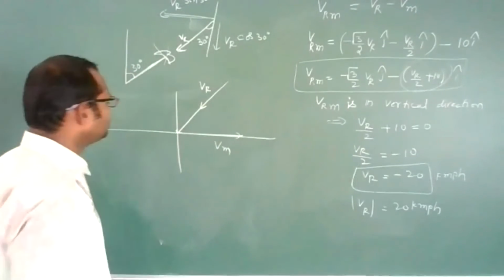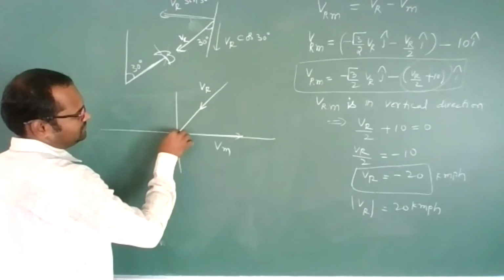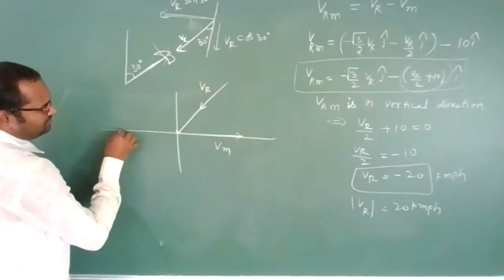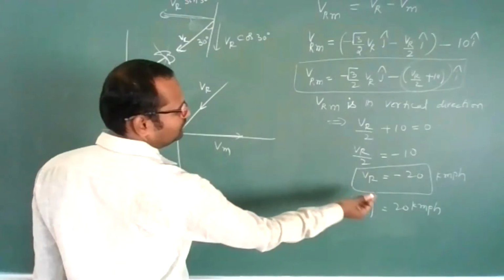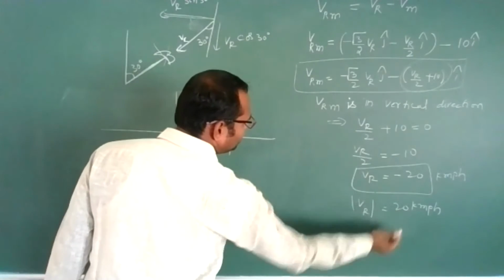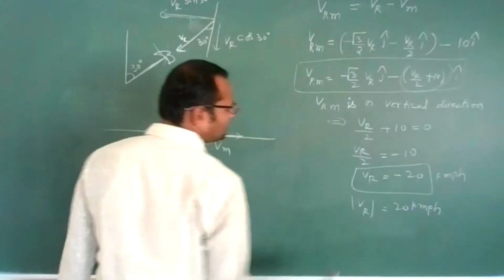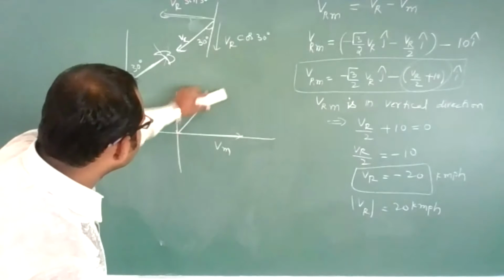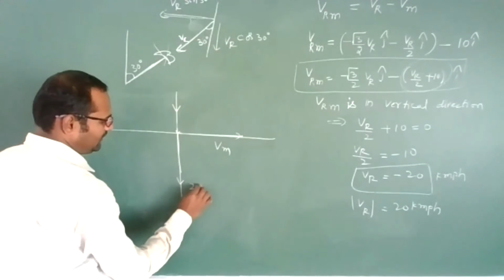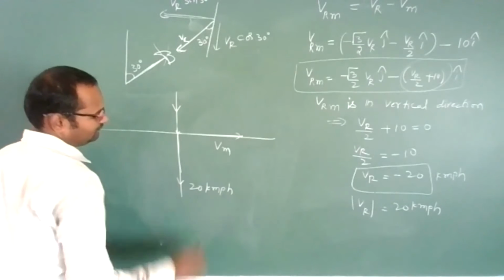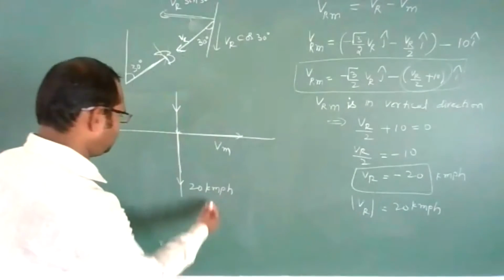So how to find velocity of rain with respect to man? See here. Velocity of rain is K. Actual velocity of rain is 20 km per hour, and the minus sign indicates downward direction. That I'll write. Actual velocity of rain is in the downward direction, 20 km per hour, like this.